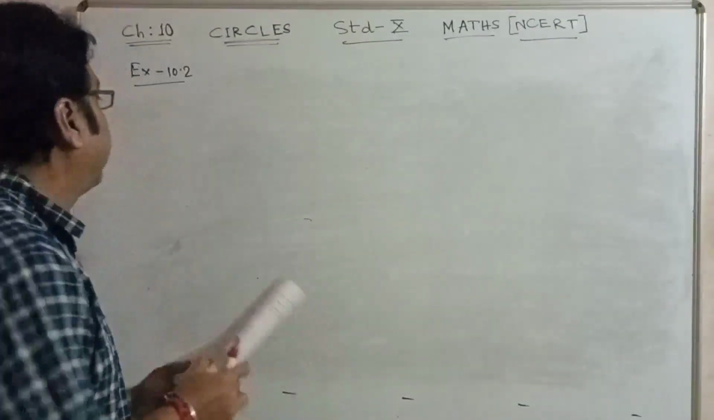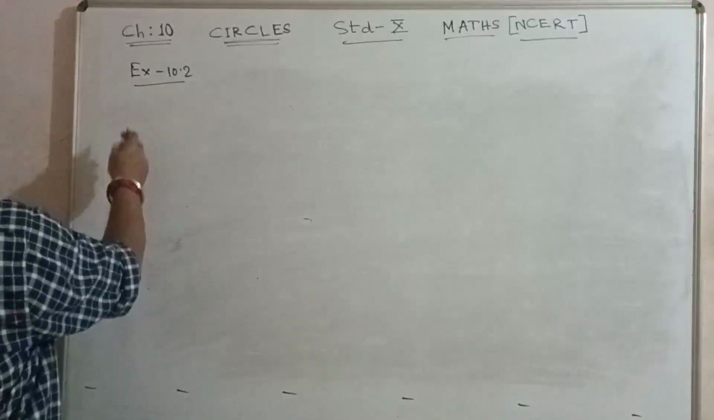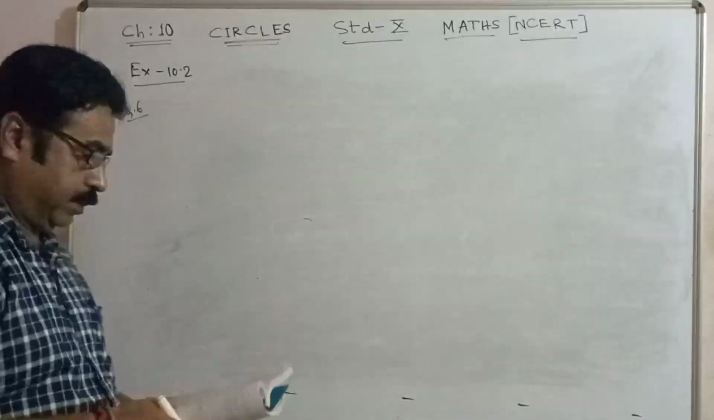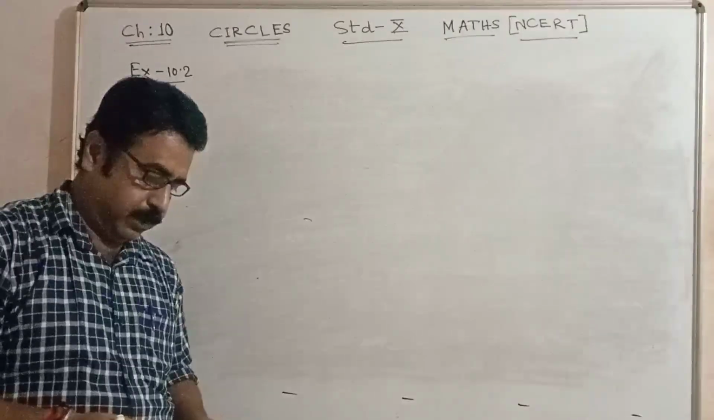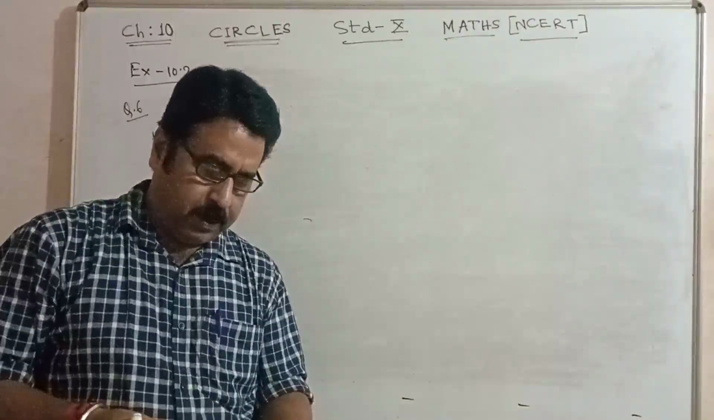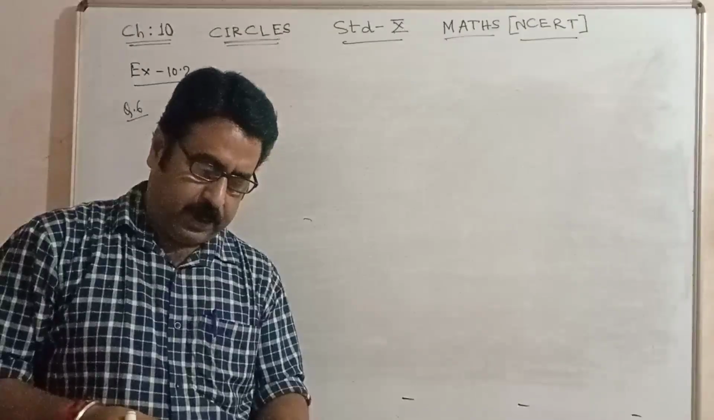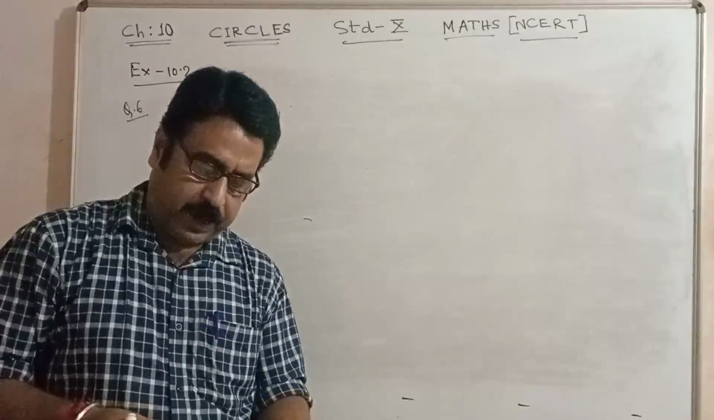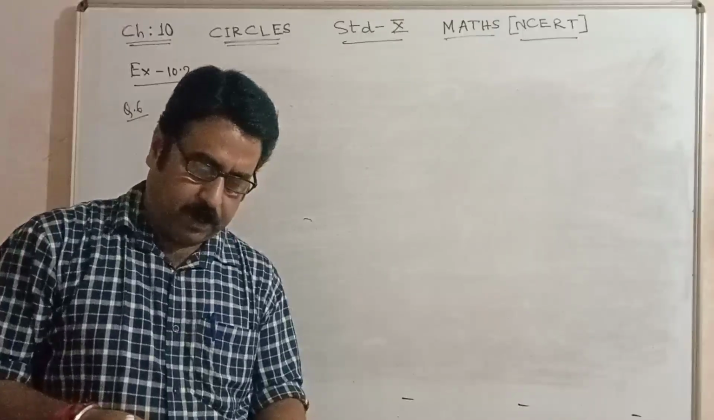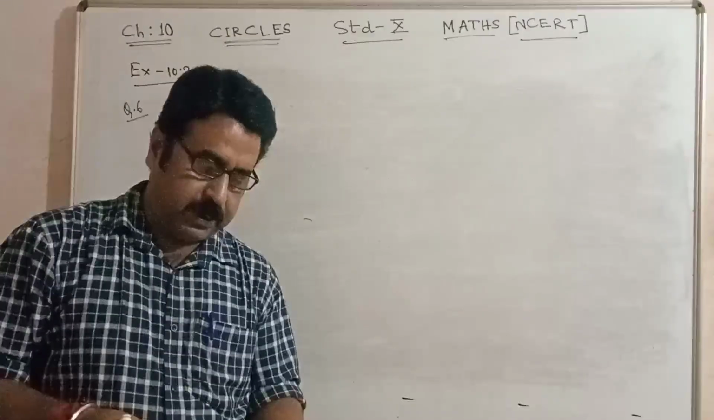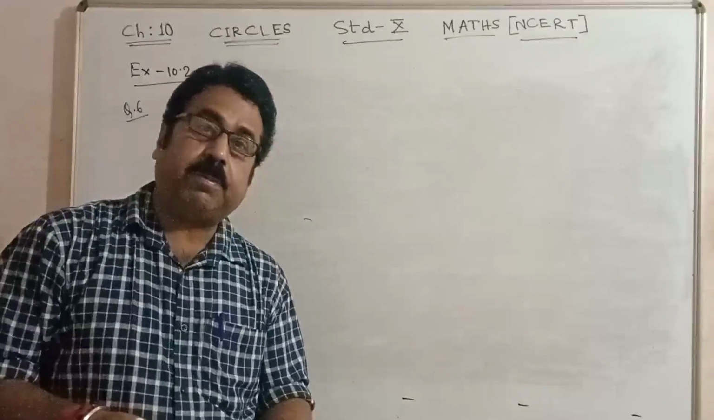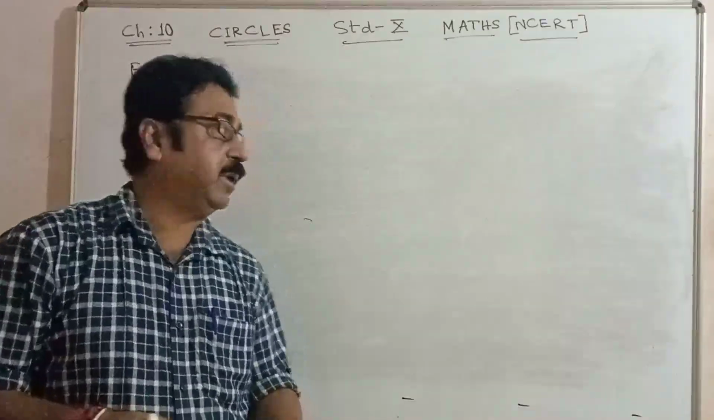Question number 6. The length of a tangent from a point A at a distance 5 cm from the center of the circle is 4 cm. That means the length of the tangent is 4 cm.